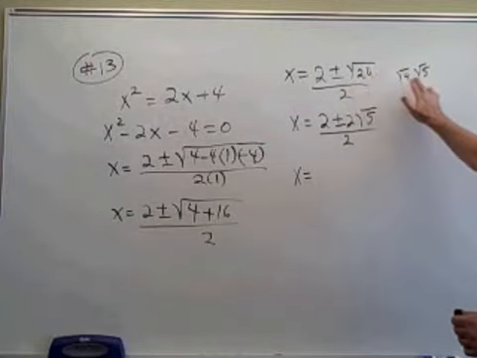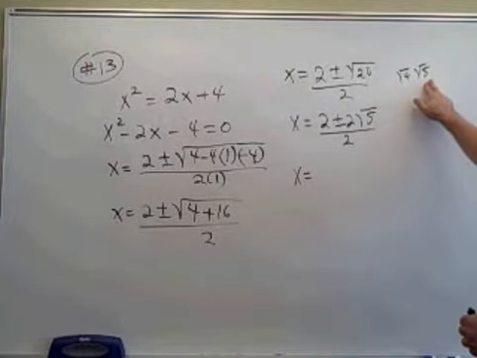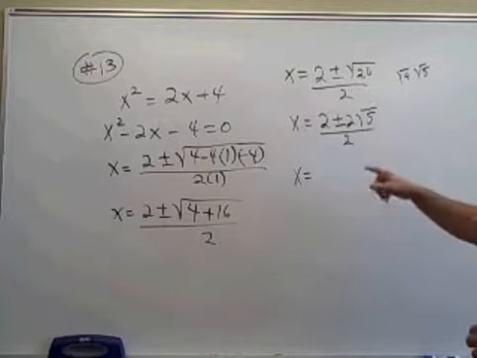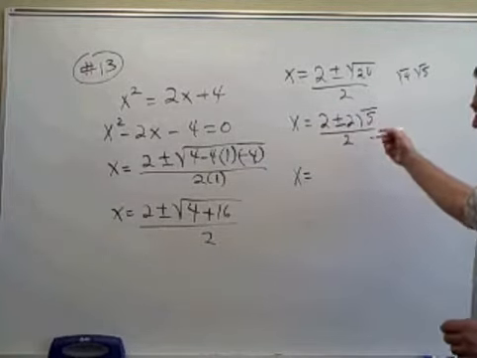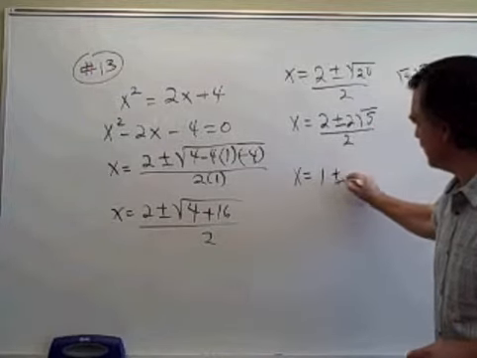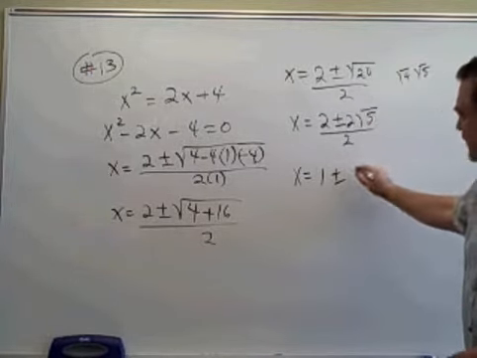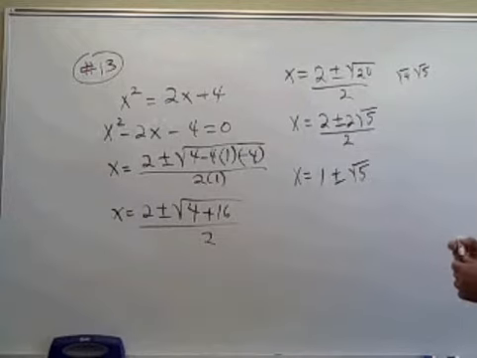Broke apart the square root of 20 into the square root of 4 times the square root of 5. Square root of 4 is 2. Now, each of those terms are divisible by 2, aren't they? So I can distribute that division. 2 divided by 2 is 1. 2 times the square root of 5 divided by 2 just leaves us the square root of 5.